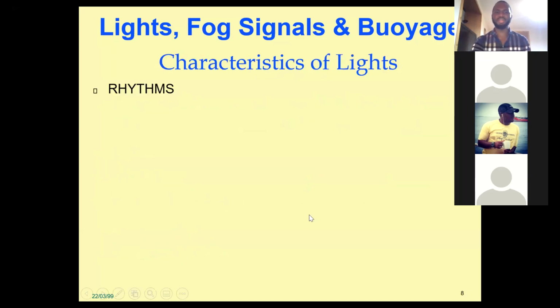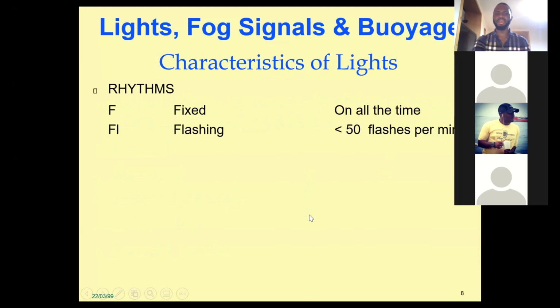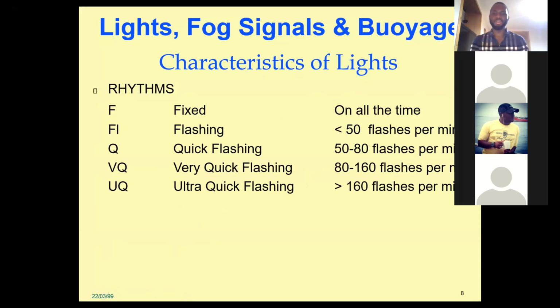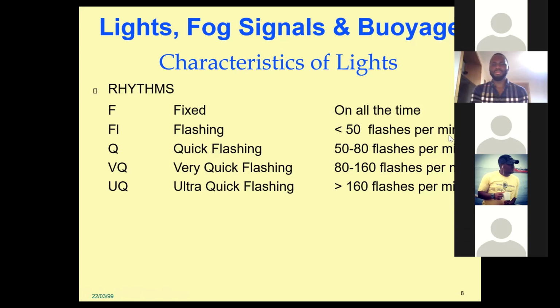So characteristics of the light, we have fixed, flashing, quick flashing, very quick flashing, and ultra quick flashing. There are some lights when they ask you, I always remember my own orals and many orals reports that I've been seeing lately. They give you one of the cardinal marks, let's say the north cardinal mark, and they ask, can you give me the reading of the light? Can anybody give me the reading of the light of north cardinal marks? Orals question.